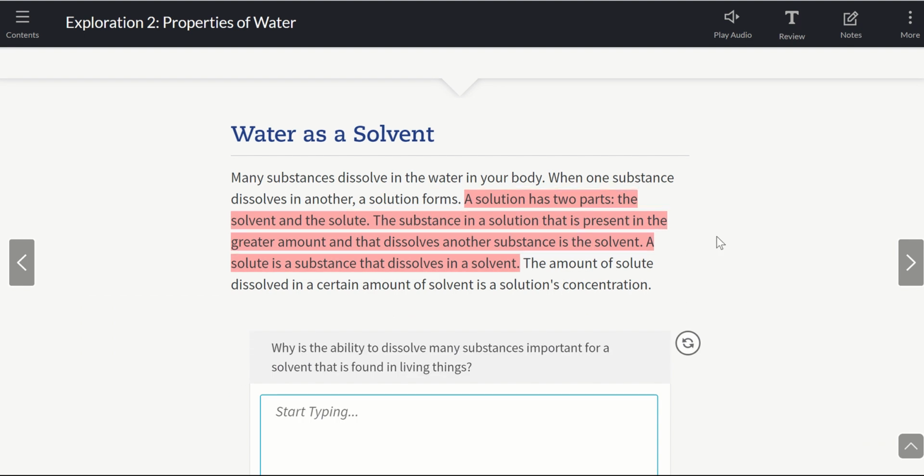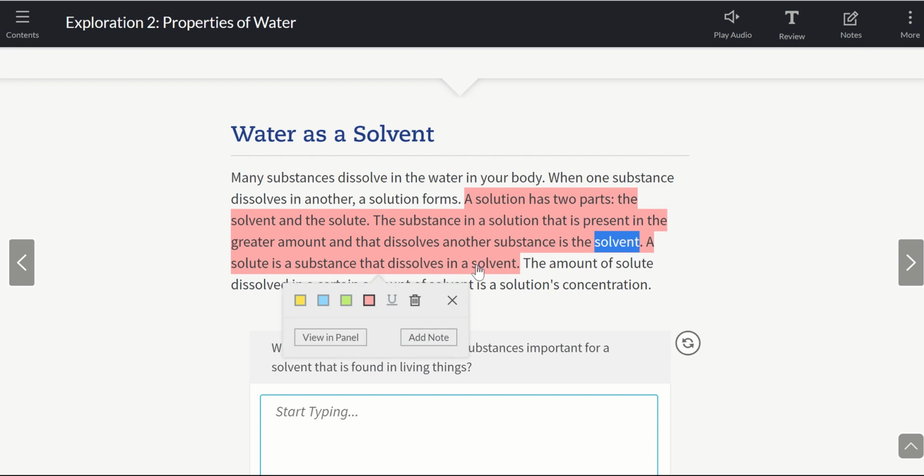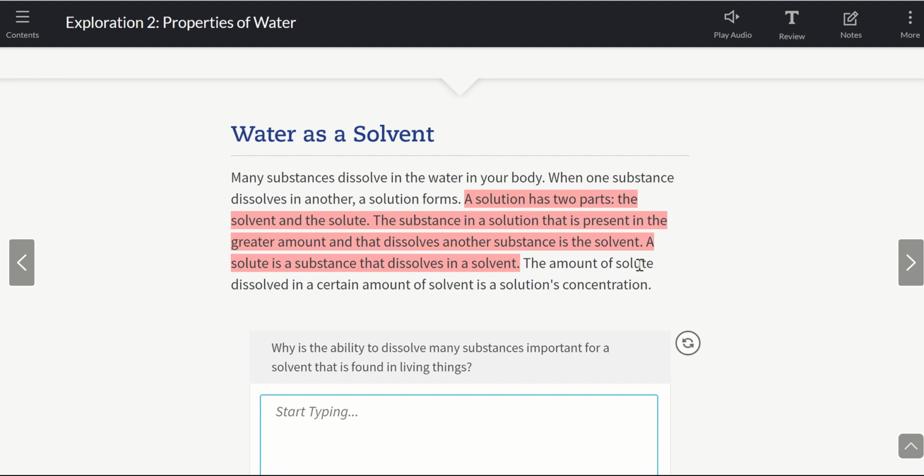Water as a solvent means that water is going to allow things to dissolve in it, like salt water. You put salt in water and you stir it around, and that salt is going to appear to disappear. What that means is it is dissolved in the water and it mixes. So water is what we call the solvent, and salt would be what we call the solute. The solute is the solid that mixes in the liquid.